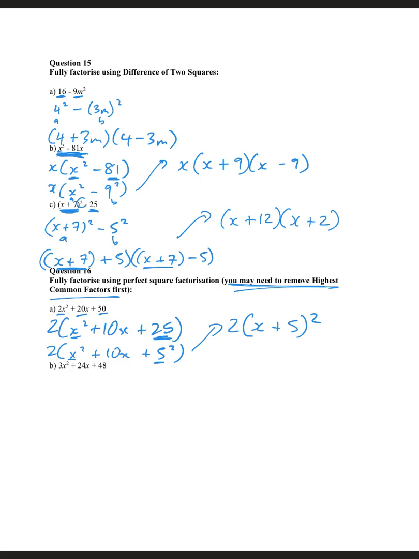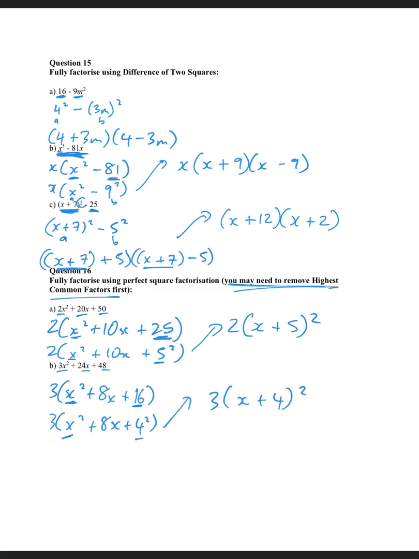3x squared plus 24x plus 48. 3 goes into all of these, so 3 goes on the outside, x squared, 3's into 24 is 8, 3's into 48 is 16. Perfect squares. This is your A. 16, what do I square to get that? It's going to be plus 4 squared. So A is x, B is 4. So that's going to be 3 times x plus 4 squared. Is that page done?